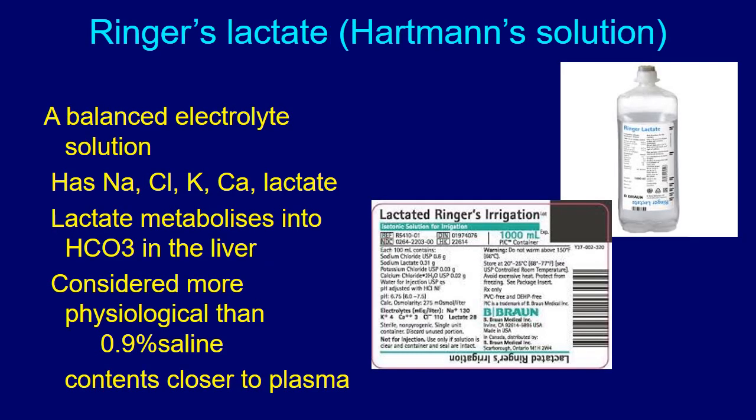Ringer's lactate and Hartmann's solutions are also isotonic crystalloid solutions, and they are more balanced electrolyte solutions because they have some extra electrolytes. Now normal saline has only water, sodium and chloride, whereas Ringer's lactate has sodium chloride and some potassium, calcium and lactate. This lactate would get metabolized into bicarbonate in the liver, and Ringer's lactate solution is considered more physiological than 0.9% saline or normal saline because its contents are relatively closer to plasma.